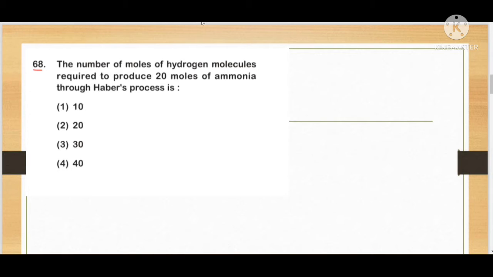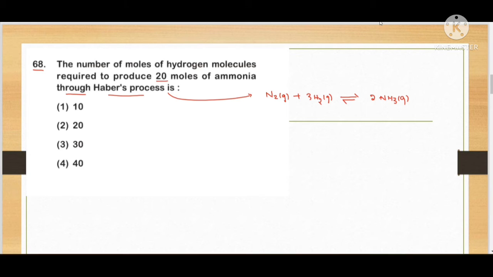Now let us discuss question 68. The number of moles of hydrogen molecules required to produce 20 moles of ammonia through Haber's process. Now let us try to understand what we mean by Haber's process. Haber's process is used to produce ammonia gas. The reaction is N2 gas plus 3 moles of hydrogen gas react to produce 2 moles of ammonia gas.